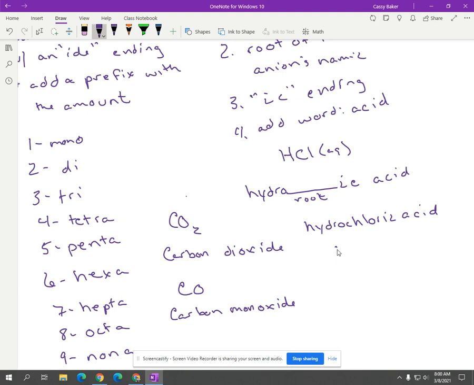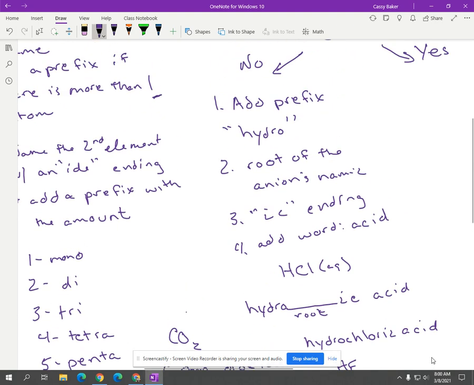Okay, so let's say we had HF. Root fluor, so it would be hydrofluoric acid. We had, let's see, H2S. So you can have more than one hydrogen there because this one, you kind of pretend it's an ion when you do it. So if I have H2S, this would be hydrosulfic acid. Sometimes we call it hydrosulfuric acid, just depends on how you like to say it. So those are the ones that do not contain oxygen.